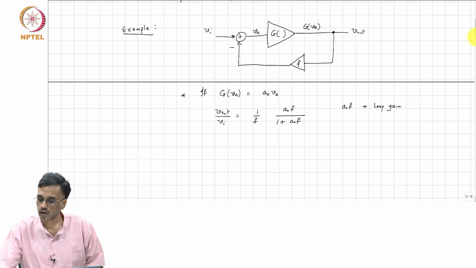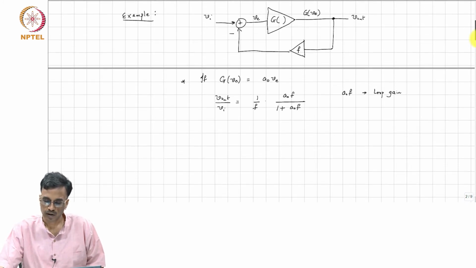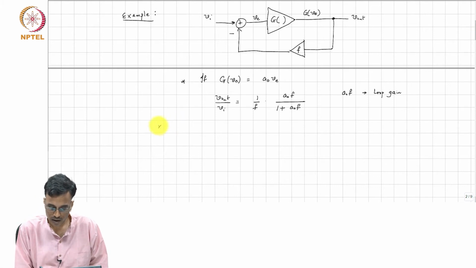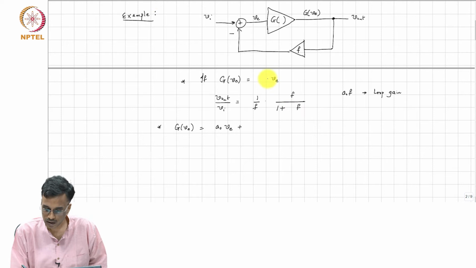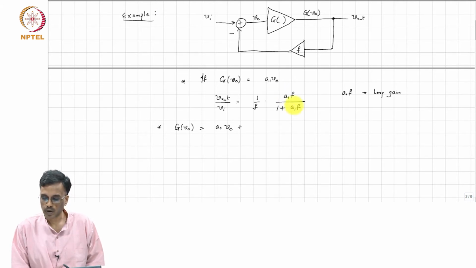becomes independent of the loop gain and only depends on the feedback factor. All right. Now, the question is, what happens when G of V E is nonlinear? Actually, I am sorry, let me change the notation a little bit. Let me make that A 1. So, this becomes A 1 and this becomes A 1.